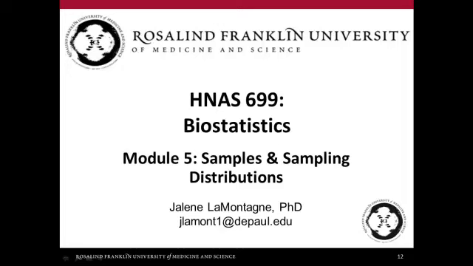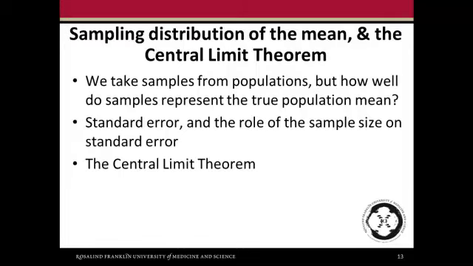Welcome to mini lecture number 2 for module 5 on samples and sampling distributions. In this mini lecture, we're going to look at sampling distributions of the mean and the central limit theorem. And in this, we'll talk a little bit about the fact that we take samples from populations, but how well do samples represent the true population mean?